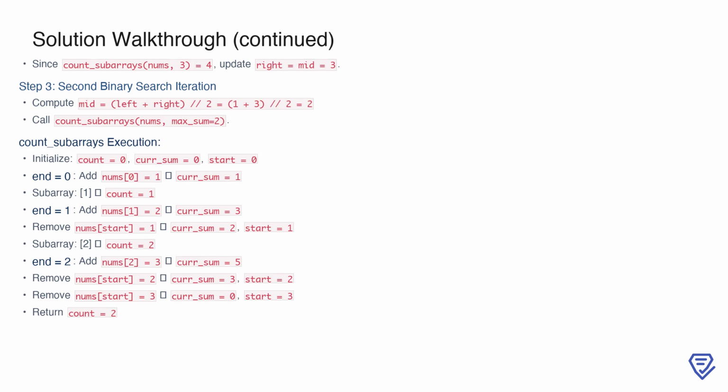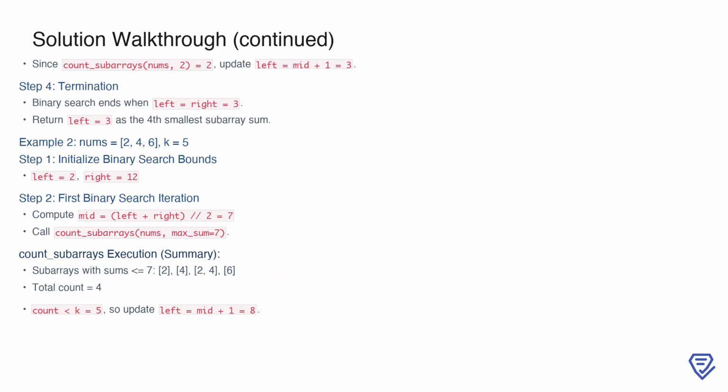Within this function, we iterate through the array, adding elements to the current sum and counting valid subarrays. If the current sum exceeds the limit, we adjust by removing elements from the start of the subarray. In this case, we find that only 2 subarrays have sums less than or equal to 2. These subarrays are 1 and 2. The function returns this count of 2 to the binary search process. Since the count of subarrays with sums less than or equal to 2 is less than k, we adjust the left bound to mid plus 1, which now becomes 3. At this point, the binary search terminates because the left and right bounds have converged, both equaling 3. Therefore, the fourth smallest subarray sum is determined to be 3.